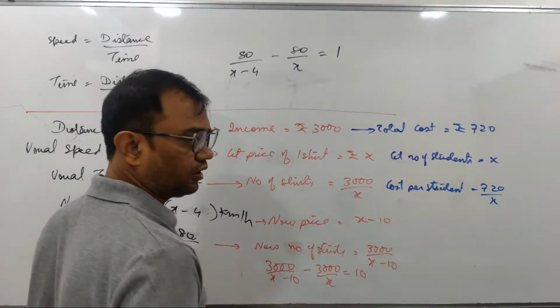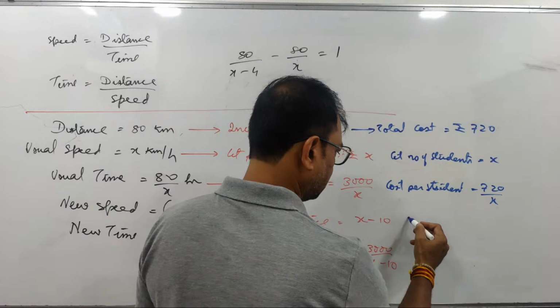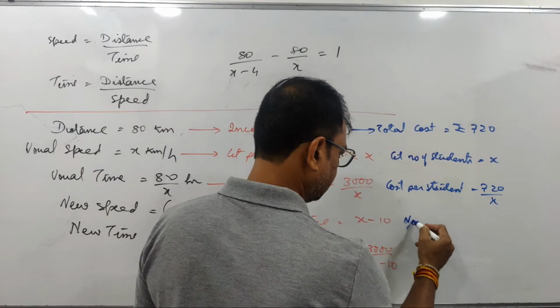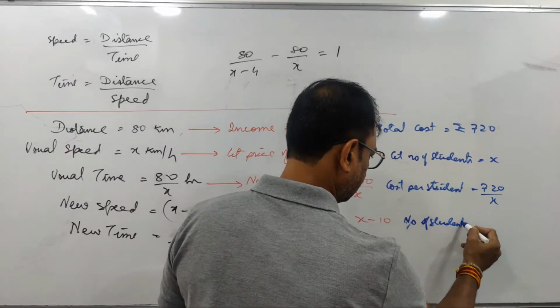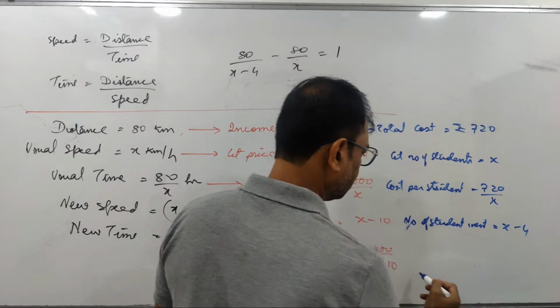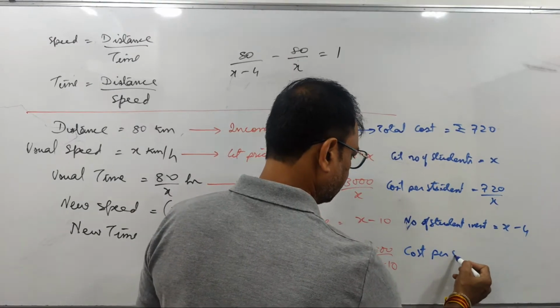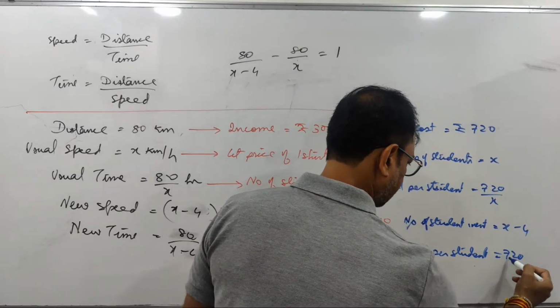So now how many students failed to go? 4. So the number of students who went is equal to x minus 4. So now what will be the cost per student? 725 upon x minus 4.